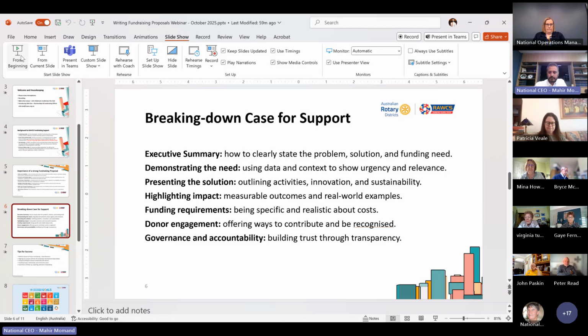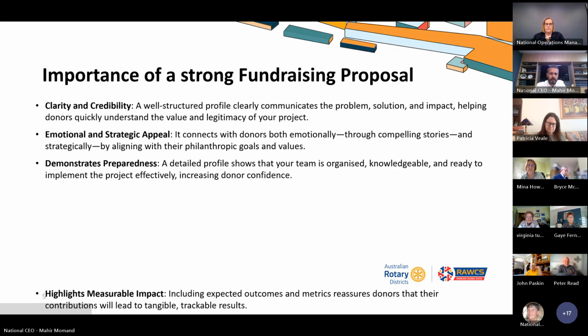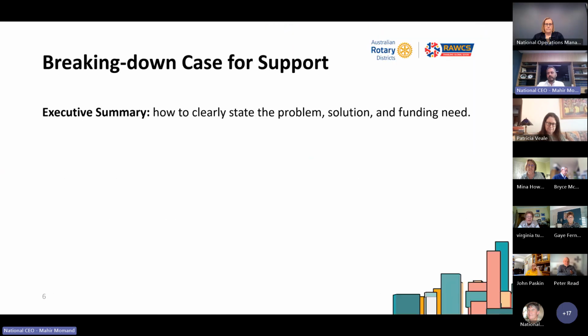Okay, so breaking down the case for support. And that is the first thing, of course, is an executive summary. And by the way, I'll be speaking about this at a high level now, and very soon I'll start sharing my other screen whereby I'll be taking you through the actual case that we have done. The first thing that you'll see in that actual case is that we have an executive summary, which clearly states what exactly the problem is that we are trying to solve, and what is the solution or the innovation that we are bringing to solve that problem.